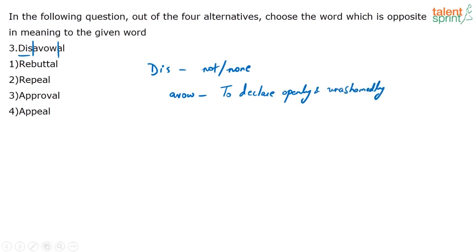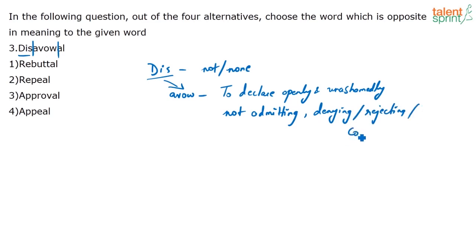Basically, you're acknowledging, right? So if I add this prefix dis to avow, which means what? Somebody who is not openly declaring or not admitting to something, right? Somebody who's probably denying something, somebody who's probably rejecting something, right? Somebody who's probably contradicting. So if I openly declare, the opposite would be not doing that, right? Contradicting or denying it or rejecting it. So that can be the meaning of disavowal.